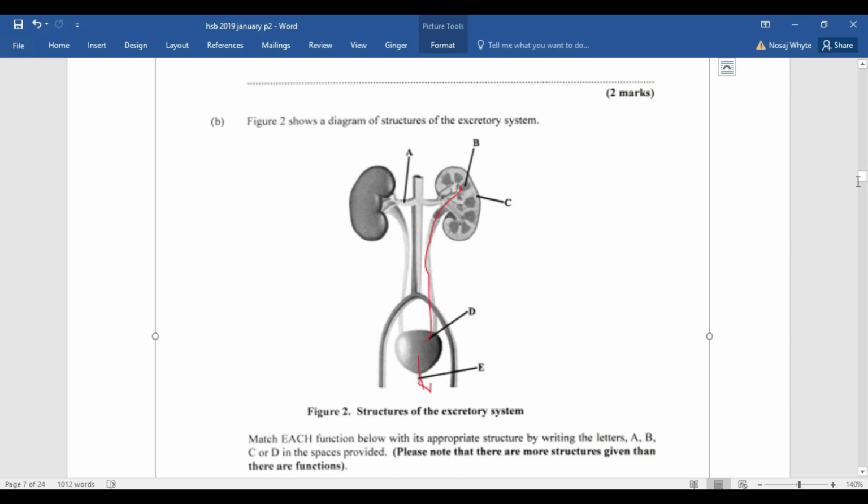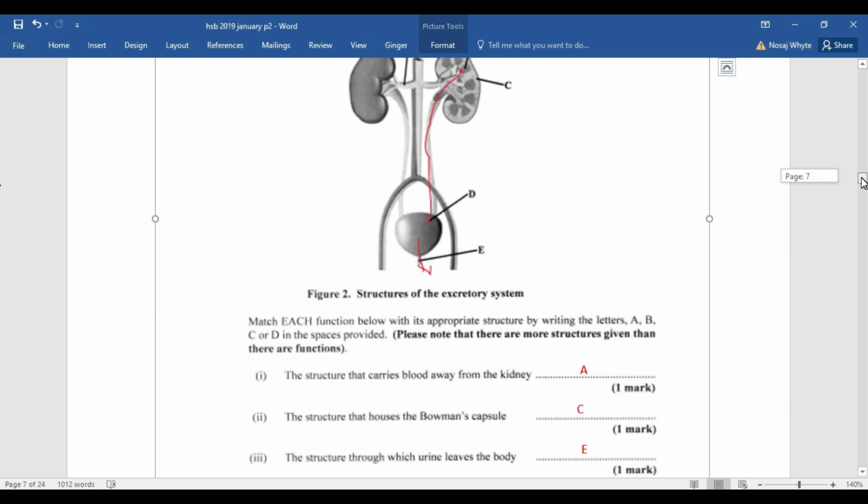Let's move on to figure 2, which shows a diagram of the structure of the excretory system. We are looking at the kidney there, the urinary system. You will of course know that this is one of the diagrams that you need to know for the exam. Now we're required to match each function below with the appropriate structure by writing the letter A, B, C, or D in the space provided. Please note that there are more structures given than there are functions. So let us get into this.